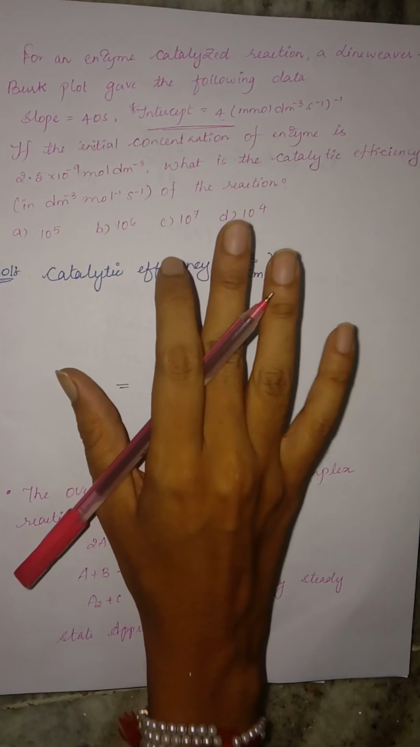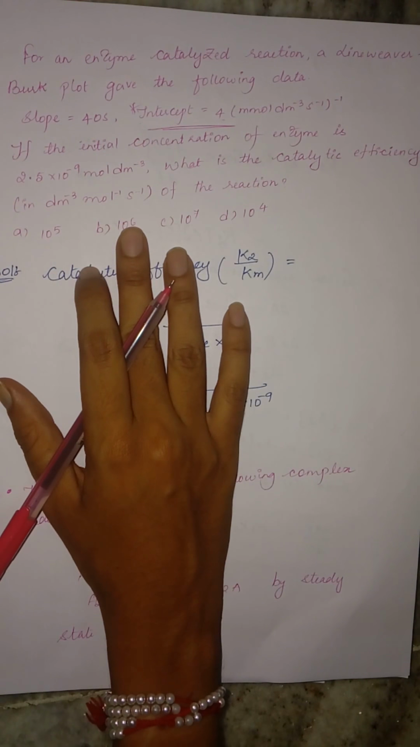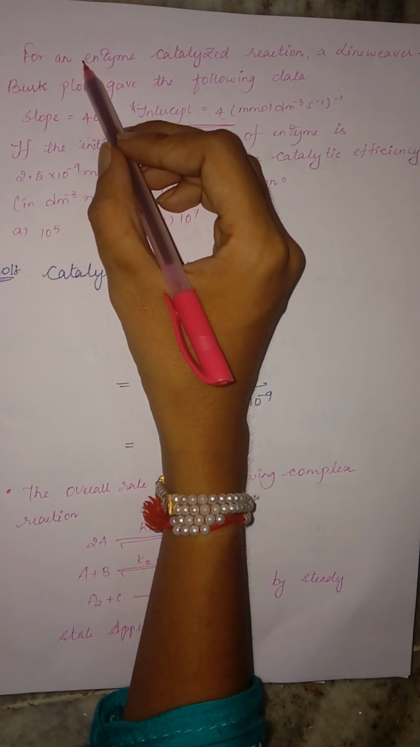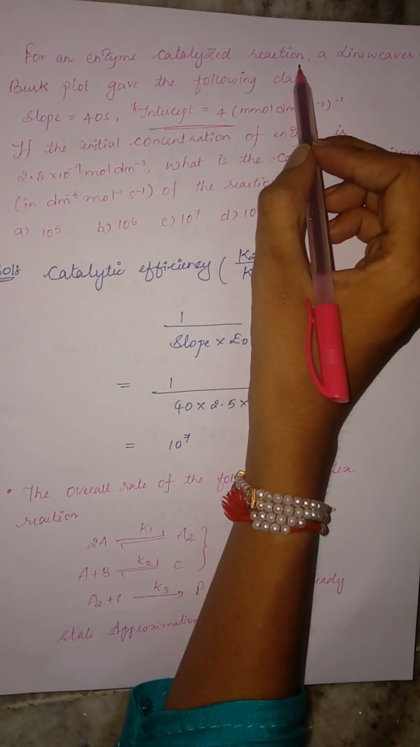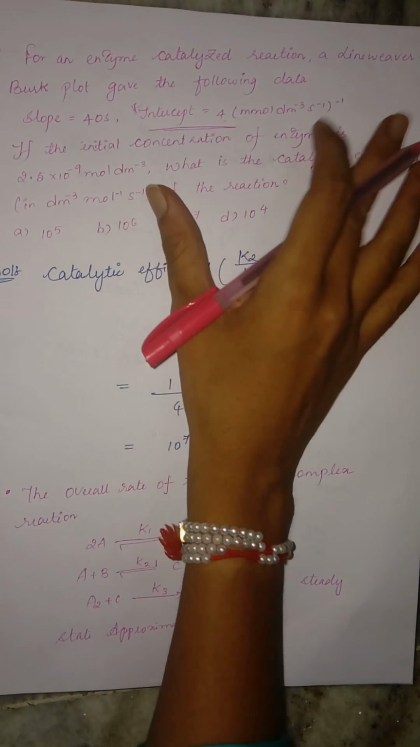Right, today we'll discuss 6 questions from electrochemistry which appeared in CSIR from December 2011 to December 2013. Okay, for an enzyme catalyzed reaction, did I say electrochemistry? Yeah, chemical kinetics. Okay, chemical kinetics questions.